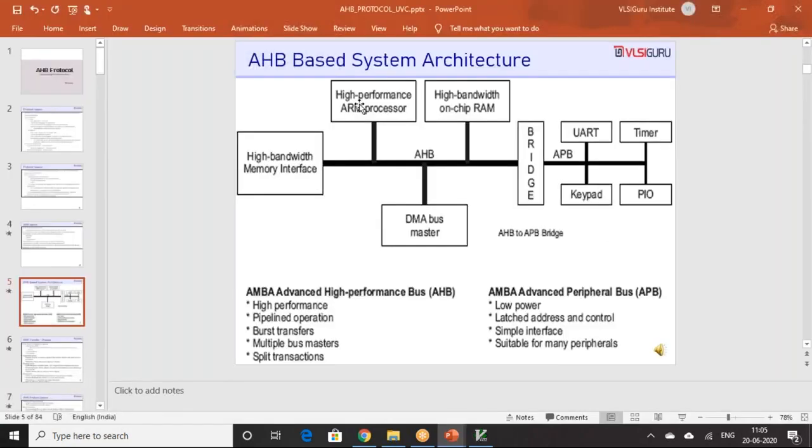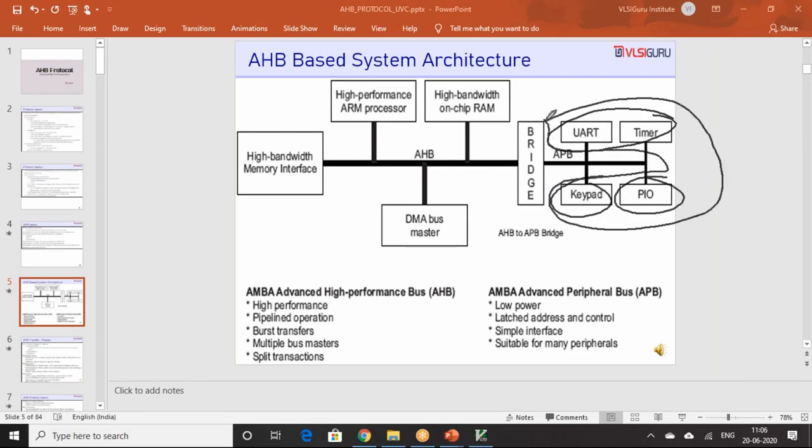Let's say had it been an A series, then I would have to compulsorily use an AXI interconnect here, because this would be the AXI protocol. Since it is either M series or R series, I'm using the AHB protocol here. And you see these components: UART, timer, keypad, and PIO. These are low performance components. They don't need to be connected with AHB. They can be connected with the low performance protocol, that is the APB protocol.